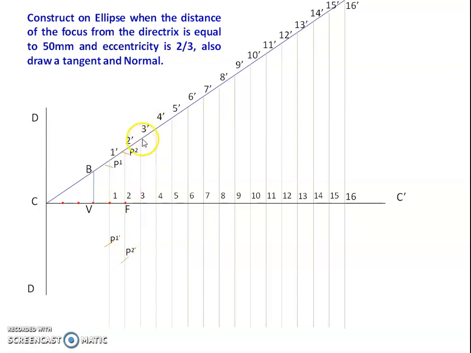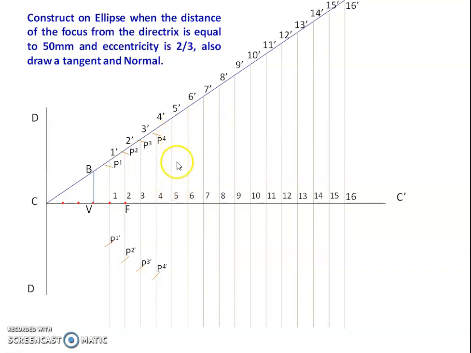Then take 3 to 3 dash as the distance, with F as the center, and make an arc above and below the axis. Mark P3 and P3 dash. Similarly, take 4 to 4 dash as the distance, with F as the center, make arcs above and below the axis, and mark P4 and P4 dash.